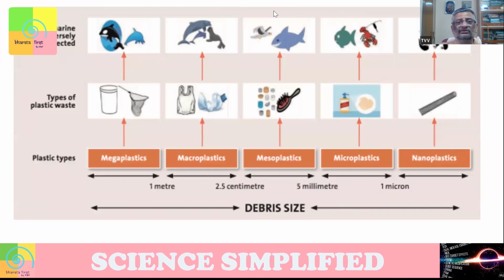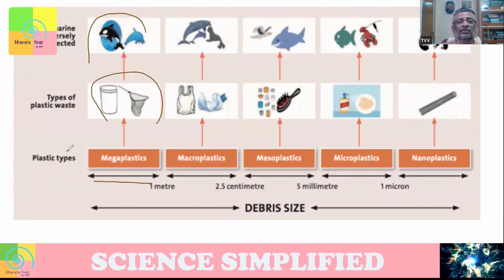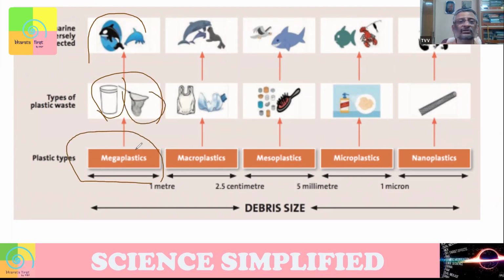See, there are various kinds of debris that can come from plastic. When you have big plastics, something above a meter, like a can or a net, these are called megaplastics. So what can these megaplastics do? For example, in a net or a big polythene bag, a big animal can get trapped.